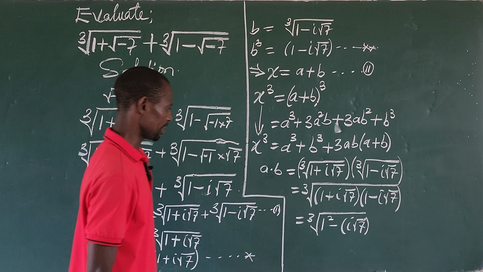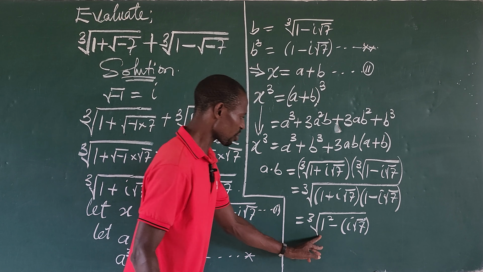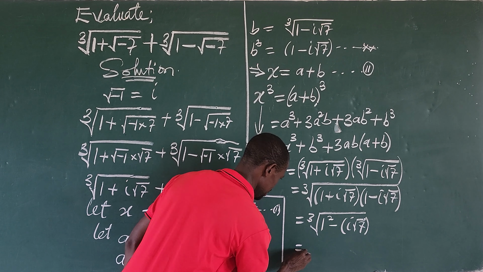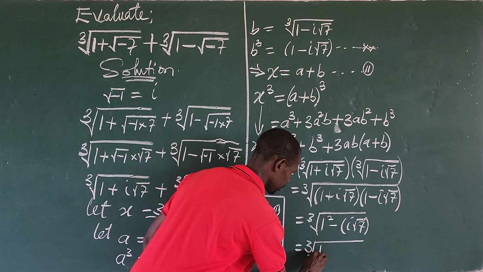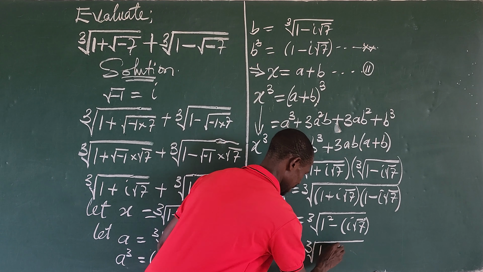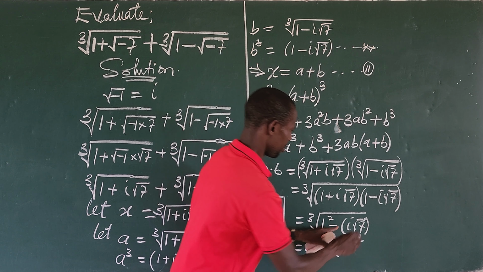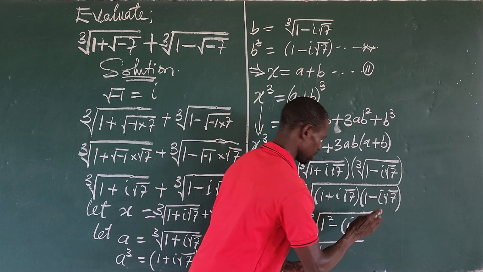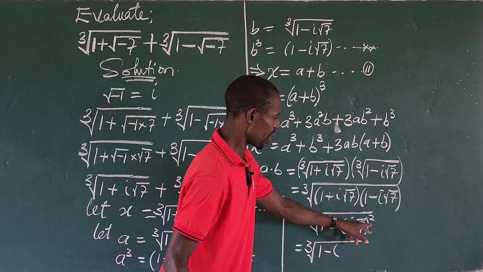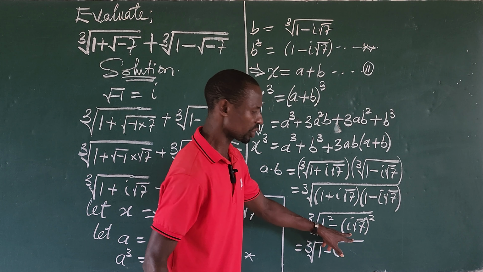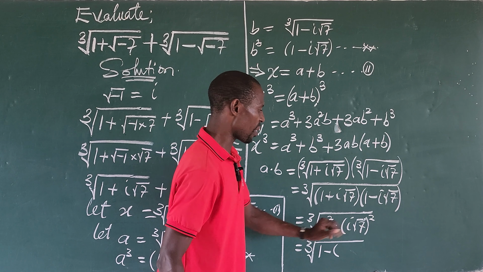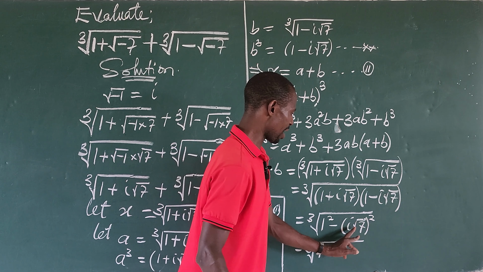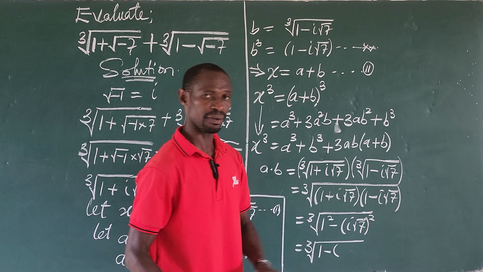All right, so let's go again. We know the square of 1 will give us 1. So let's continue from here. This is going to give us the cube root of 1 minus bracket. Sorry, here is square. Put a square here. Now, this square will be distributed among the quantities we have here. And so we have iota to the power of 2. And here we're going to have square root of 7 to the power of 2.